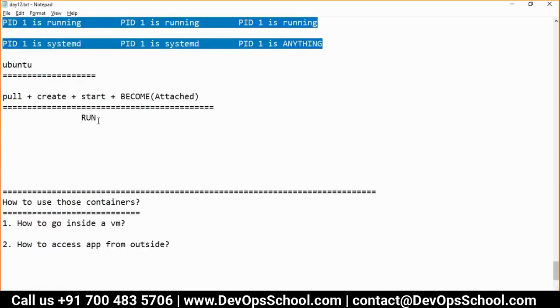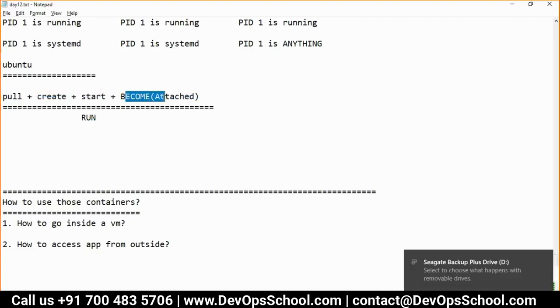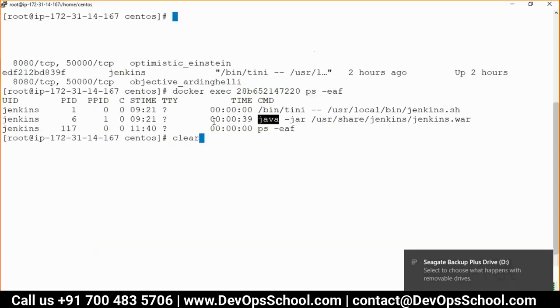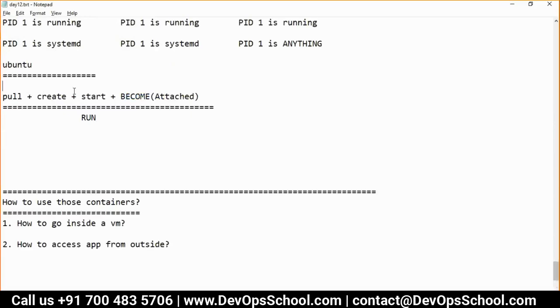Now I want to teach you one shortcut. What is the shortcut? Run. What is run? When you do run, it will do the pull, create, and start also. But at the same time you will become that guy. I am a bash. If I docker run Jenkins, what will happen? I'll become the container. You see here. Create the container, start the container, and become that container, attached to that process PID1. Attached to PID1. That is what will happen.